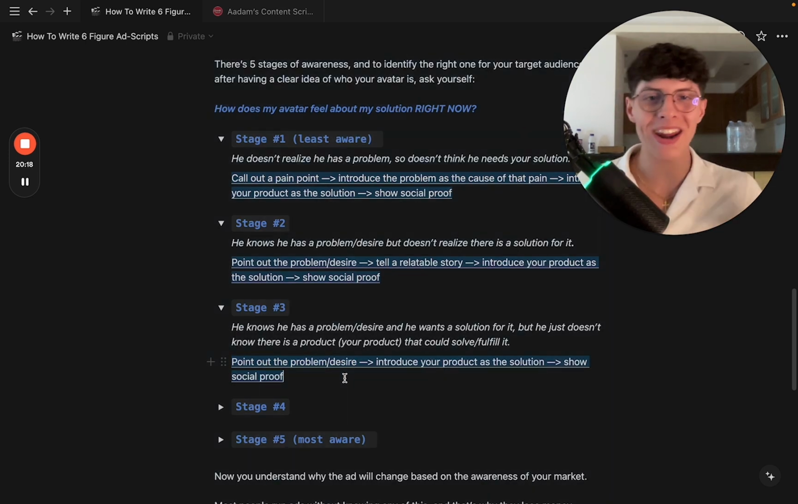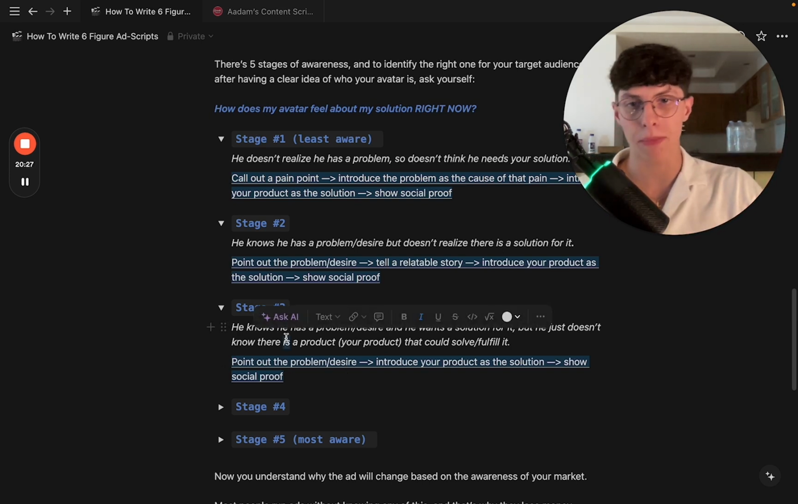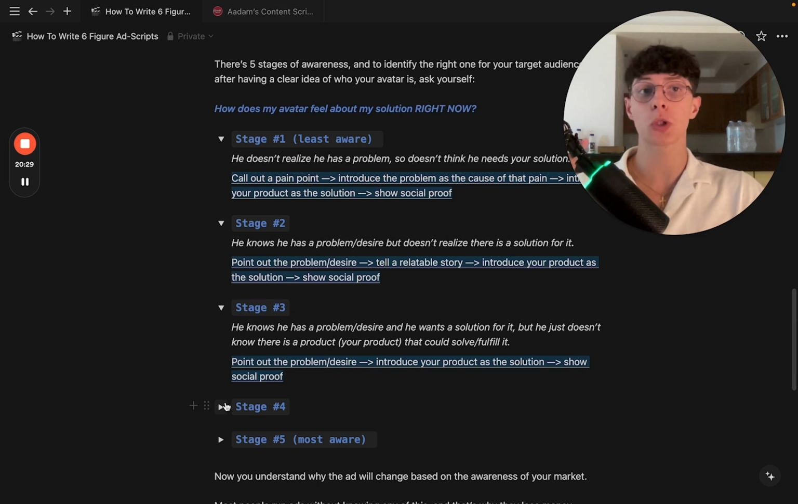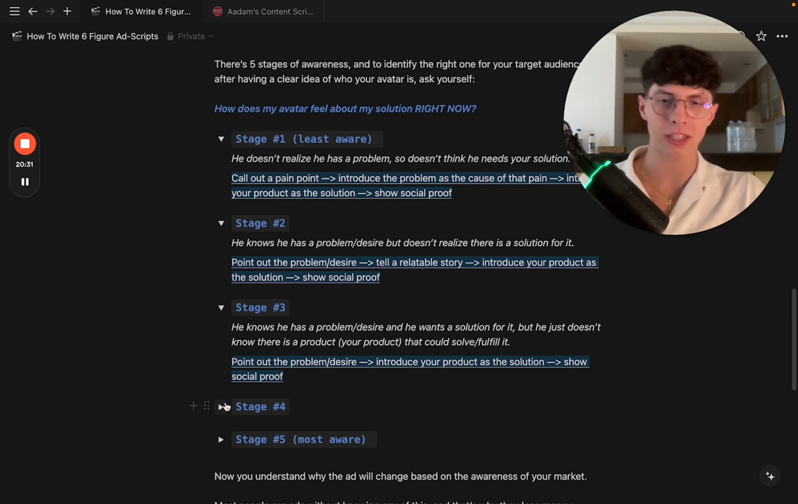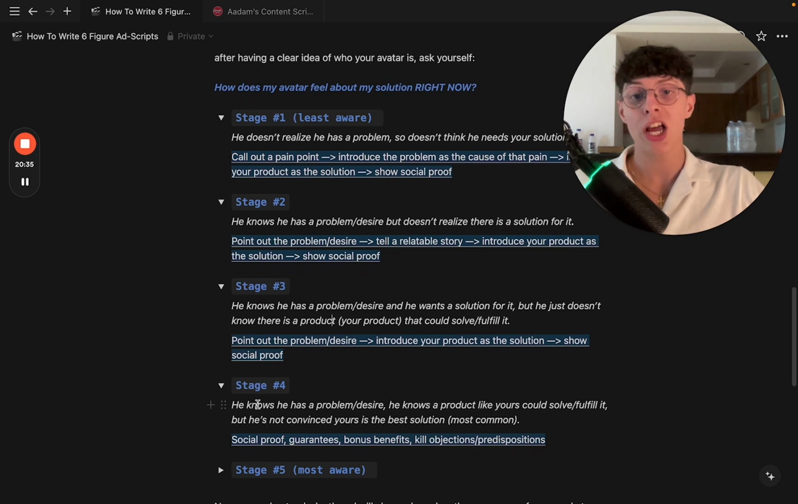There's no need for anything else because they already know they have a problem. They already know why they need it. They already know there is a solution. We just need to give it to them. Simple. So this is stage number 3. Now stage number 4 is where most people are at. In most markets you're going to deal with, it's going to be stage number 4, and it is when the prospect knows he has a problem or a desire.